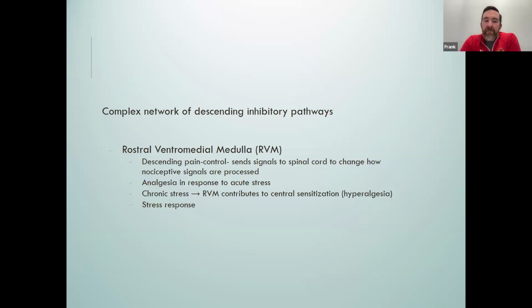So the RVM, it's really key in that descending pain control. It sends signals to the spinal cord to change how those nociceptive signals are processed. It is also responsible for some analgesia in response to acute stress. So that's part of the reason why, immediately after an injury, someone doesn't really have much pain. That's because of the RVM. With chronic stress to the system, and that can be mental, emotional, or physical stress, that RVM can contribute to the central sensitization pathways, and it's key in that stress response.